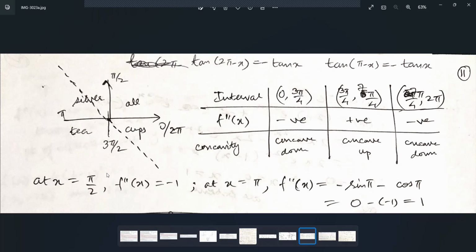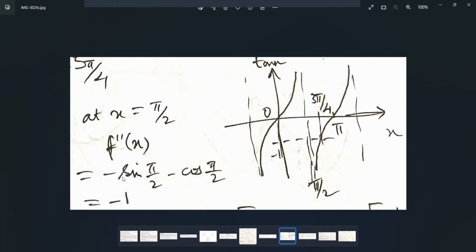At x equal to pi by 2, which lies in this interval, when I substitute into f double dash of x, that gives us -1. That is -1 because we have minus sine of pi by 2 minus cos of pi by 2, which gives us -1.